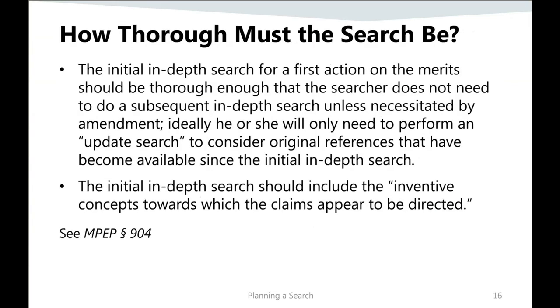The initial in-depth search required for a first action on the merits should be sufficiently thorough that there is no need to do a subsequent in-depth search for subsequent actions unless necessitated by amendment. Ideally, for any subsequent action, only an update search will need to be done in order to consider original references that were not available at the time of the initial search. The initial search should always include the inventive concept towards which the claims appear directed, an idea that will be discussed further in the next 2 slides.